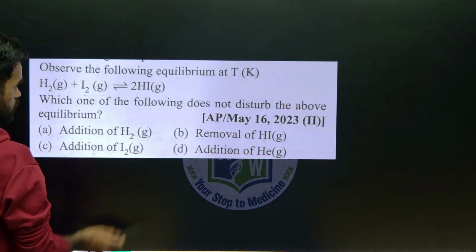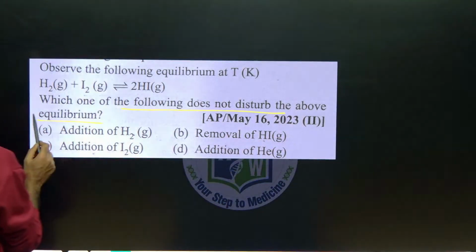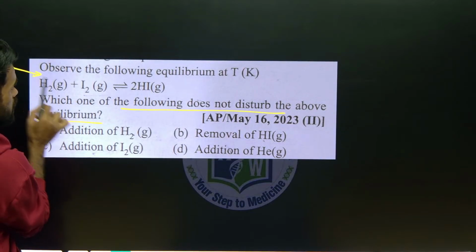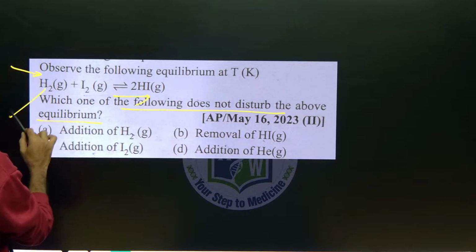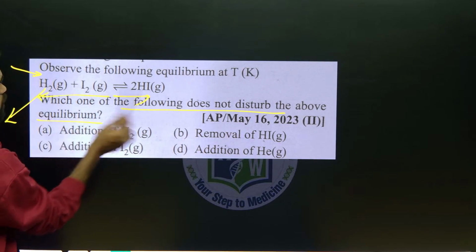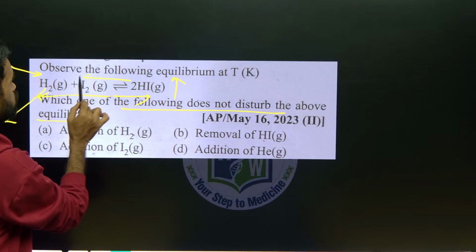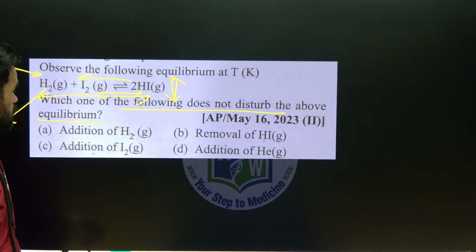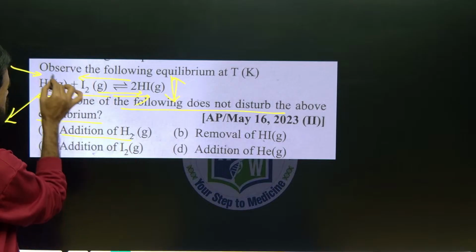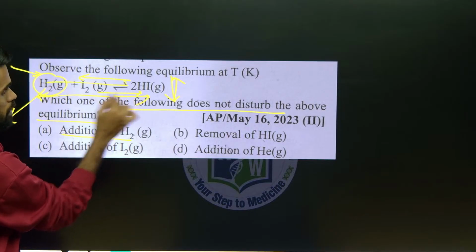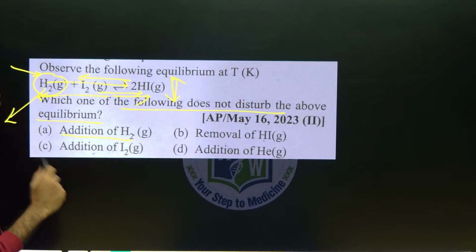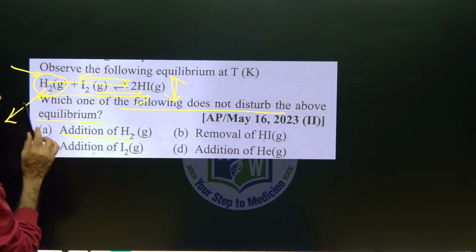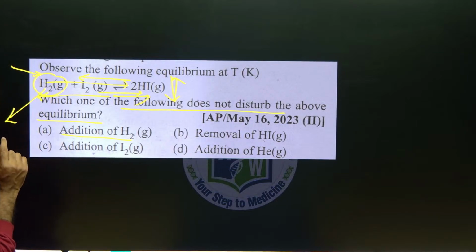Which one of the following does not disturb the above equilibrium? Tell me. See, if I increase the concentration of reactants, equilibrium moves forward. Or if I decrease the concentration of reactants, equilibrium moves backward. If I increase the concentration of product, equilibrium moves backward. If I decrease the concentration of product, equilibrium moves forward. These are the things. So see, addition of H2 means concentration of reactant is increased. There will be an effect, disturbance happens in the equilibrium. Removal of HI also causes equilibrium disturbance. Addition of I2 also causes a disturbance in equilibrium by moving forward.